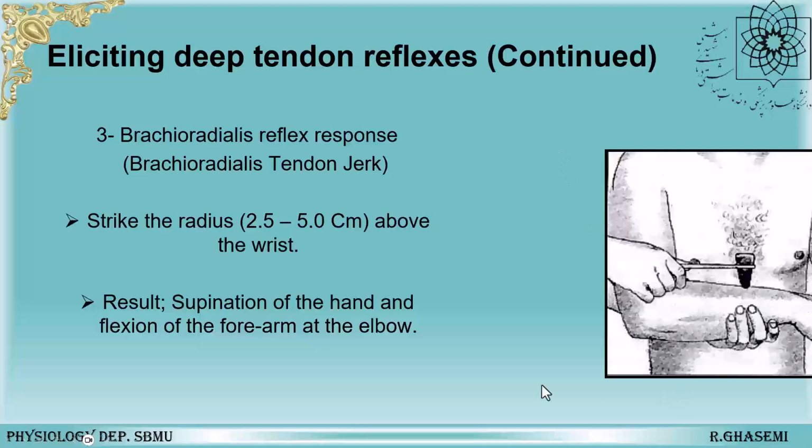Another reflex is the brachioradialis reflex. This is again a reflex that is elicited in the upper limb, and as you see, we strike the radius about 5 centimeters above the wrist, and the supination of the hand would be seen.